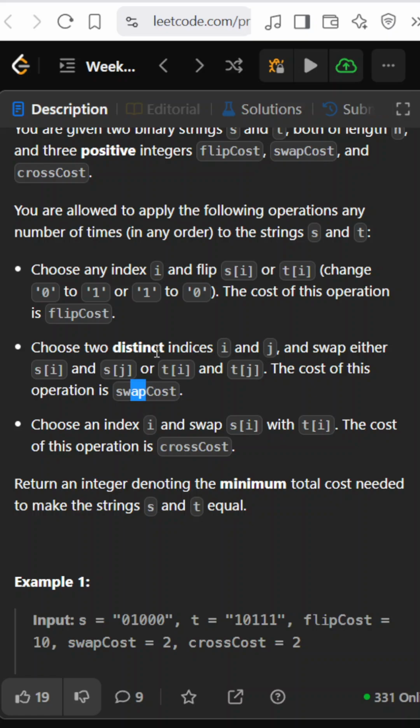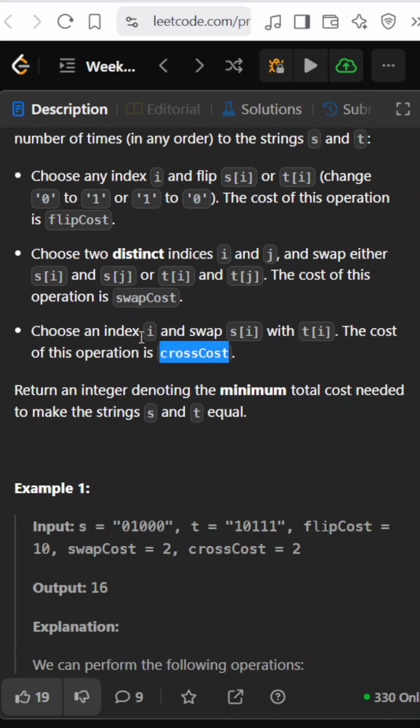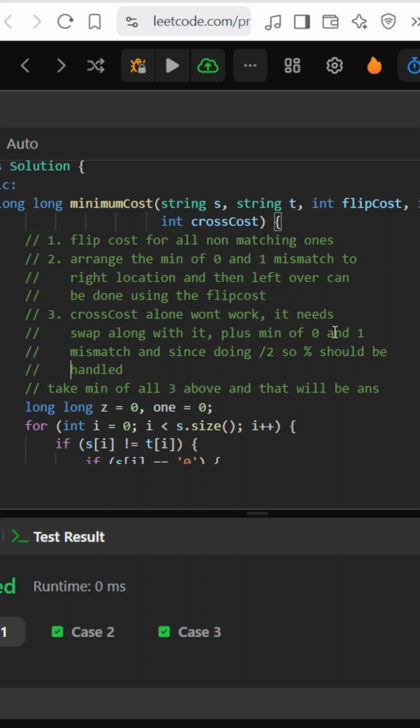If it is 1, make it 0. Another is swap cost, where we select two distinct indices I and j and swap S of I with S of j or T of I with T of j in either of the strings. Another is cross cost. In this, we simply swap S of I with T of I, same index but in different strings, to return the minimum total cost needed. So it was not an easy problem, it was on the little bit hard side.